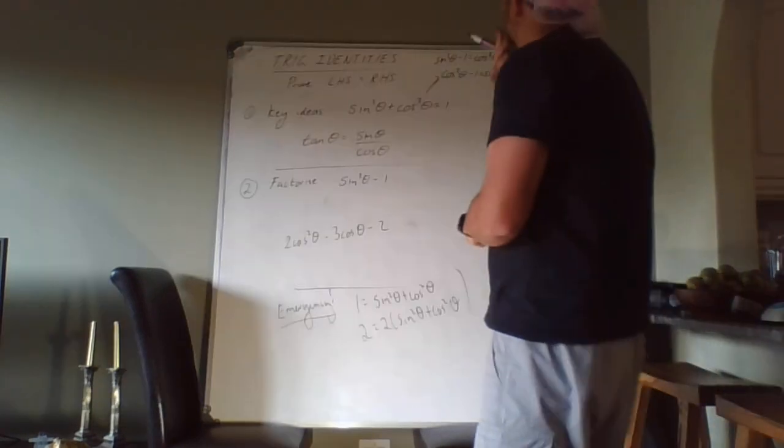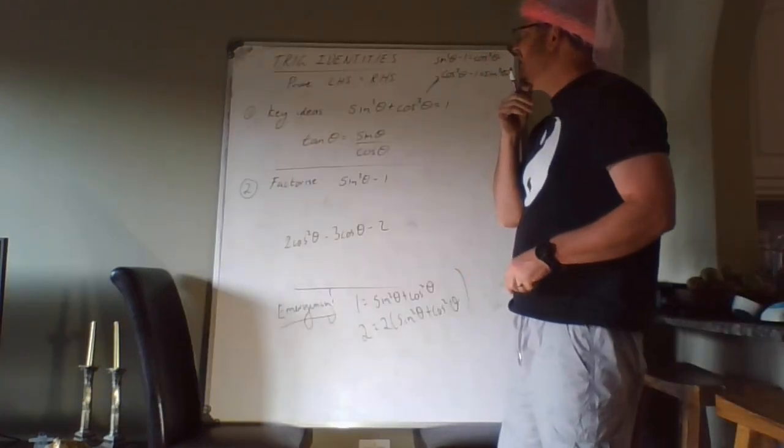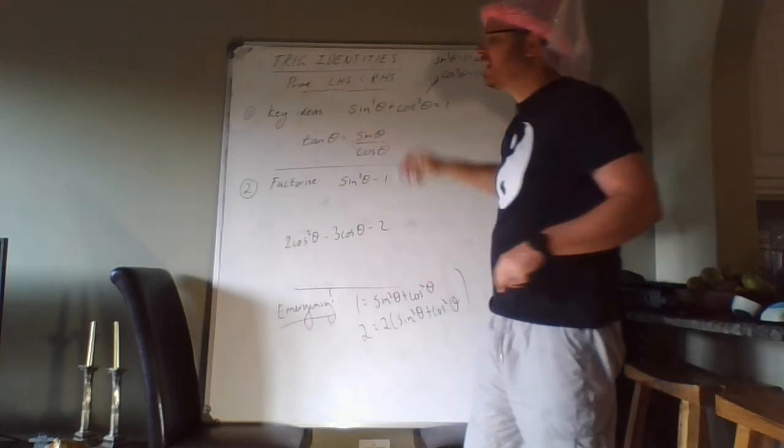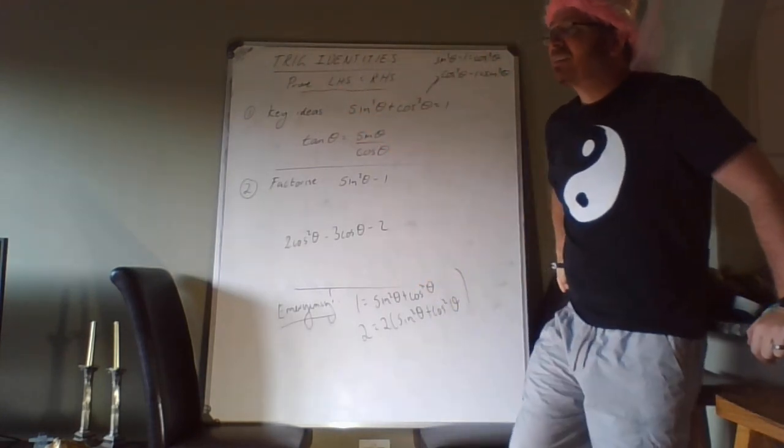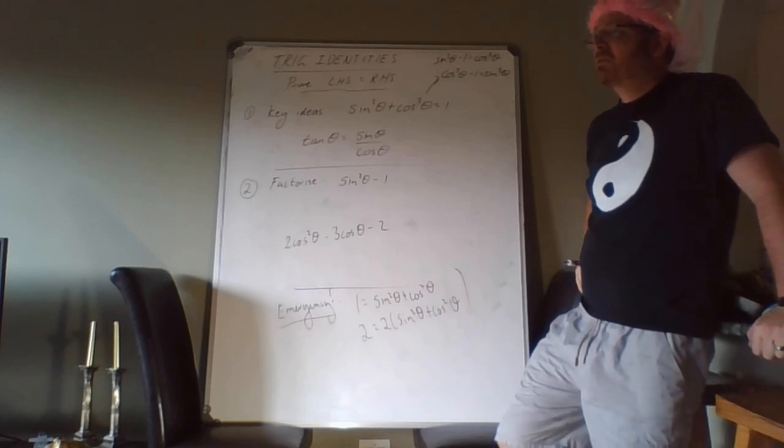Right, the next type of grade 11 revision we're going to look at is trig identities. And trig identities are questions of the type where you've got to prove the left-hand side is equal to the right-hand side. They're quite a lot of fun.